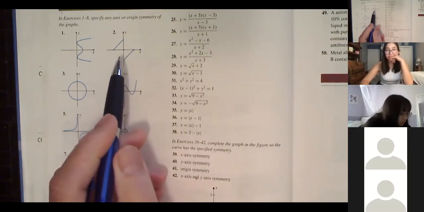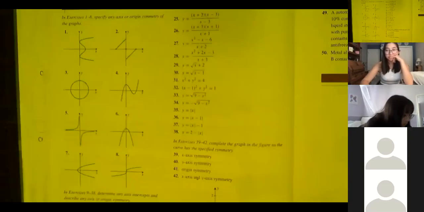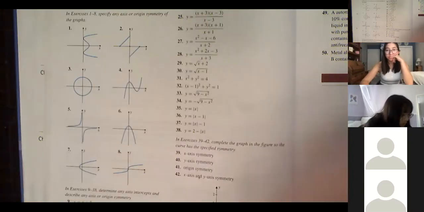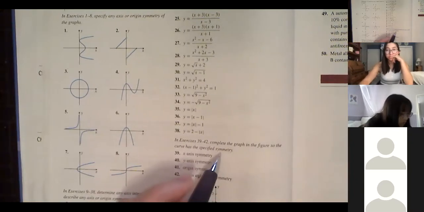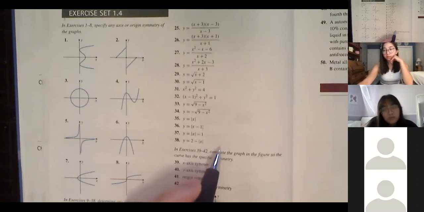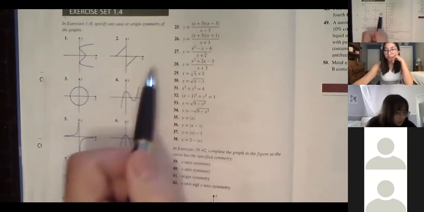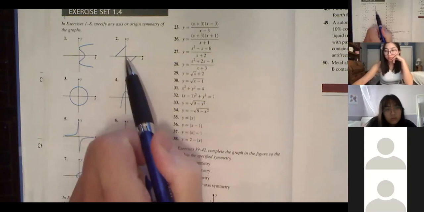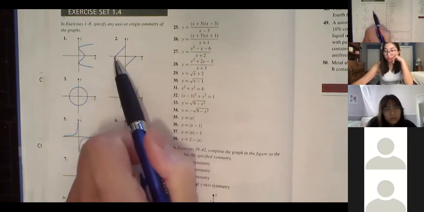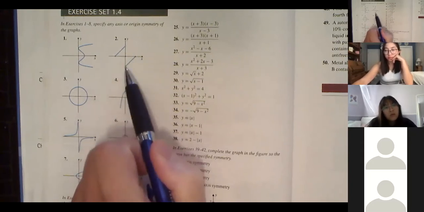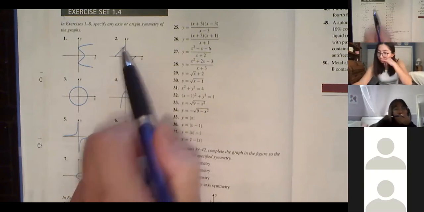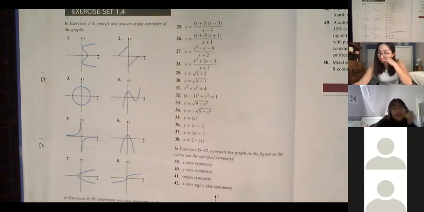So just put down origin symmetry for number 2. By the way, you can abbreviate symmetry with SYM on the homework or quiz or test. If you just want to put SYM, I know it means symmetry. Okay? So if I take a point and reflect across the origin, this point reflects across to here, or this point reflects across to here. So we have origin symmetry.